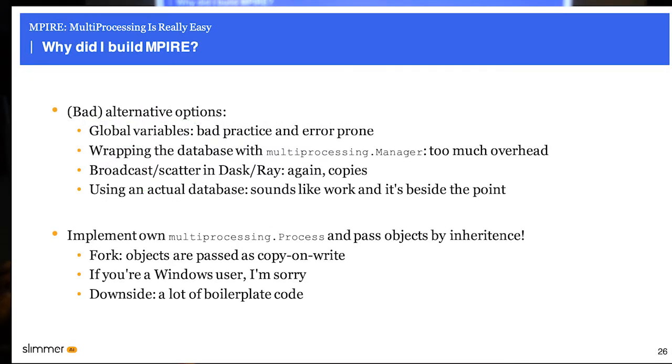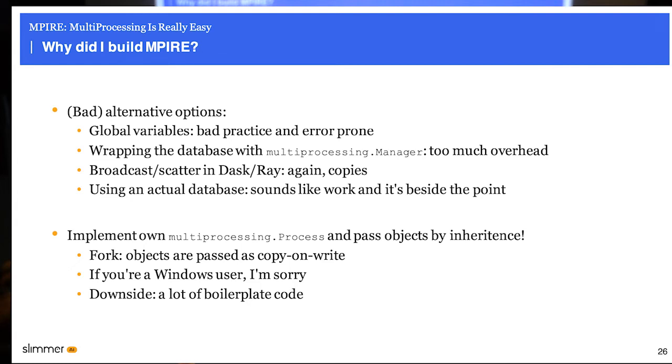So what are some alternative options? Well, first off, you could use global variables. They are considered bad practice, and you should definitely not be using them, except when you're defining constants, or maybe you're in a Jupyter notebook and you're experimenting, then sure, go ahead. But other than that, don't use them. You could wrap the database using a multiprocessing.manager. What this means is that the database lives in a separate process, and every time you want to get something from the database, you need to communicate through it using pipes or queues, and again, that's slow, especially if you have to do that a million times.